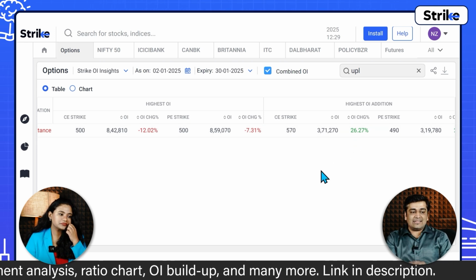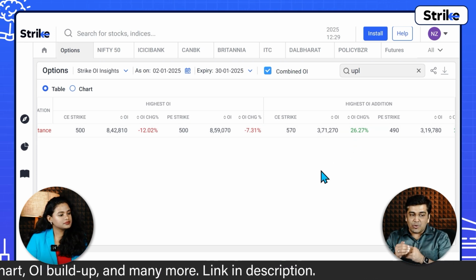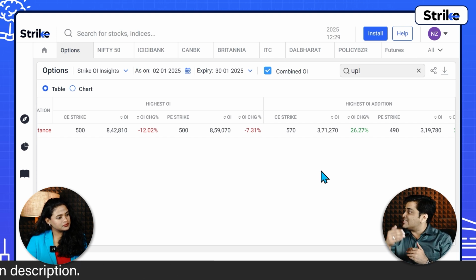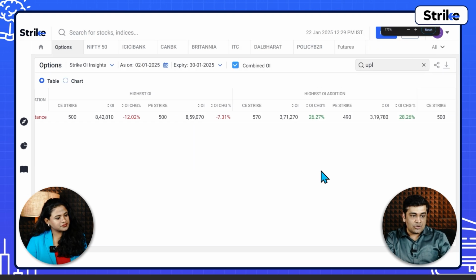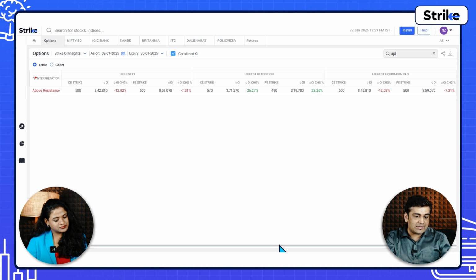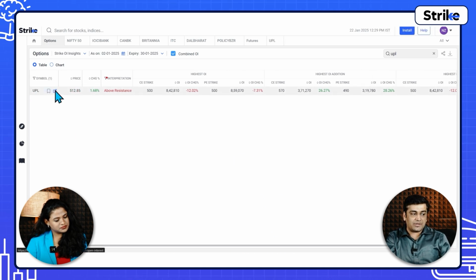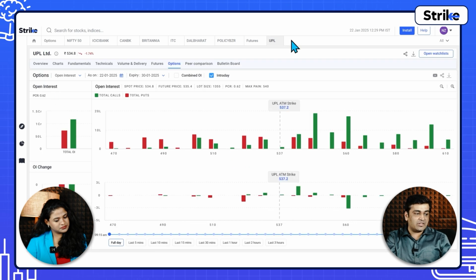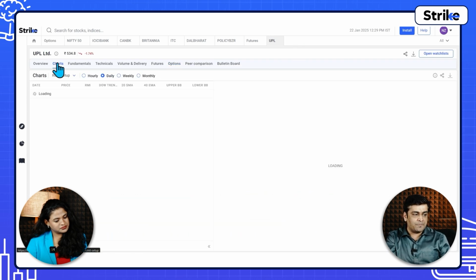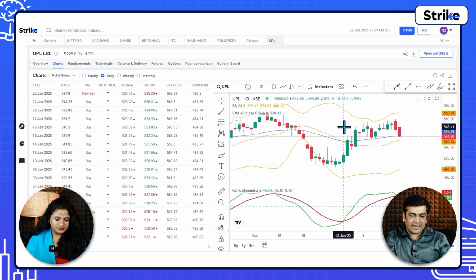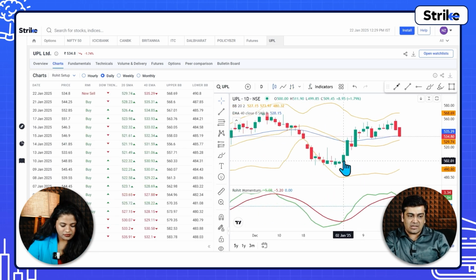So indicating that there is a chance for this particular stock to go up from around 508 to around 570 levels, right? So now what can be done is we can go to this UPL individual chart. And once we click on this, you can go to the charts section, and in the chart section you could see on 2nd of January. So this is 2nd of January. Yeah. Over here, this part over here.